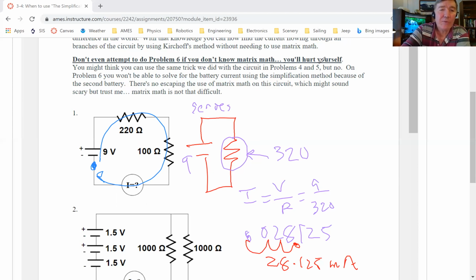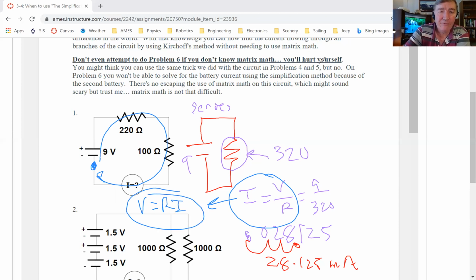And we're going to take advantage of the fact that if I equals V over R, that means that V equals R times I, right? That's going to be very, very important to us. All right, so here goes. So I just crossed over a battery, and so I've got +9 because I just gained 9 volts.